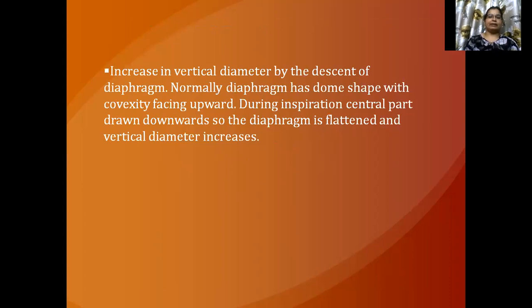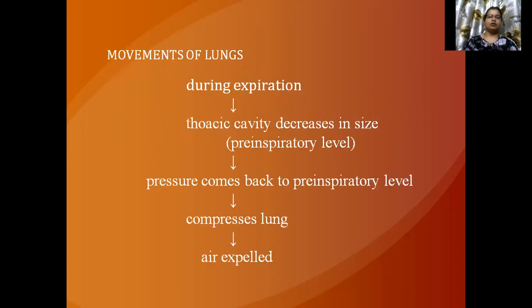Increase in vertical diameter occurs by the descent of the diaphragm. Normally, the diaphragm has a dome shape with convexity facing upwards. During inspiration, the central part moves downwards, so the diaphragm is flattened and the vertical diameter increases. Movements of lungs: during expiration, the thoracic cavity decreases in size and reaches the pre-inspiratory level. Pressure comes back to the pre-inspiratory level, it compresses the lung, and air is expelled.